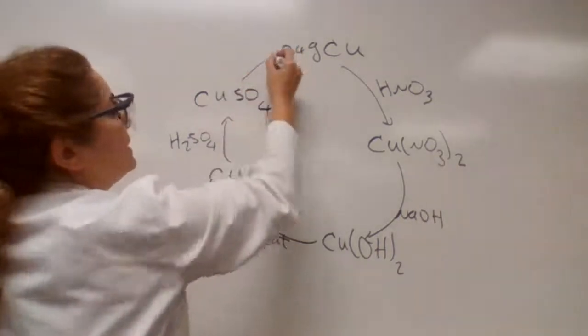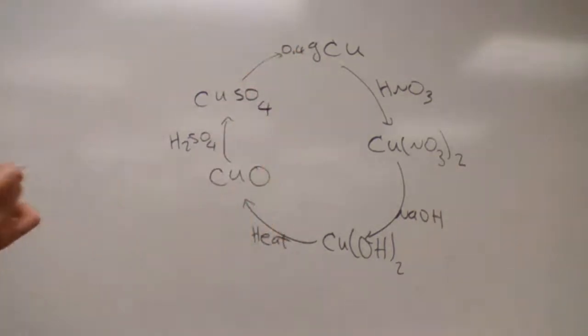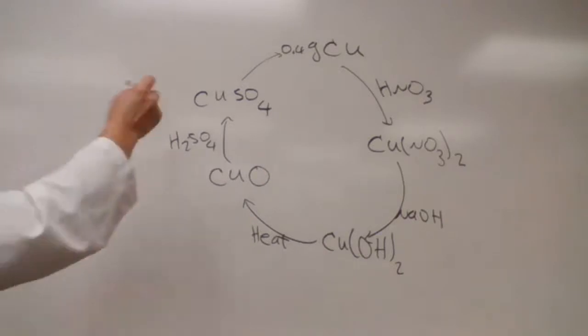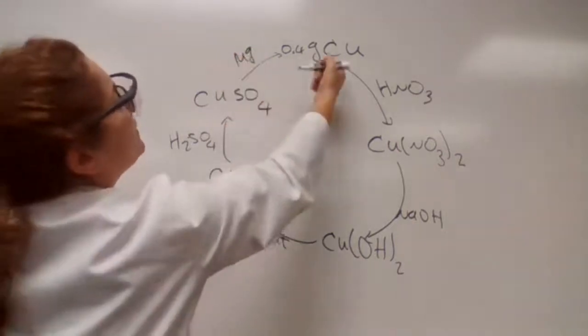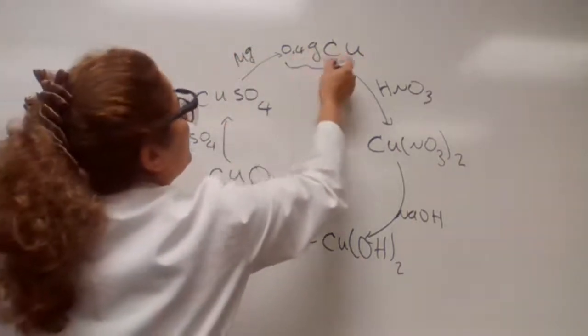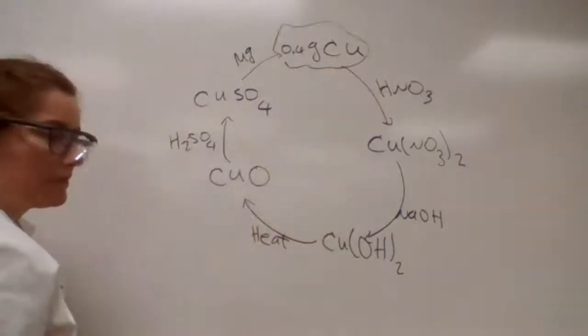We are going to add zinc or magnesium. We're adding magnesium, Mg, either one will work. With Mg, you should recover 0.4 grams of copper.